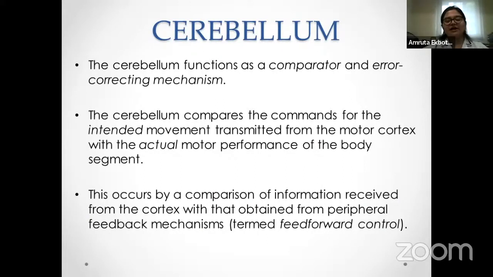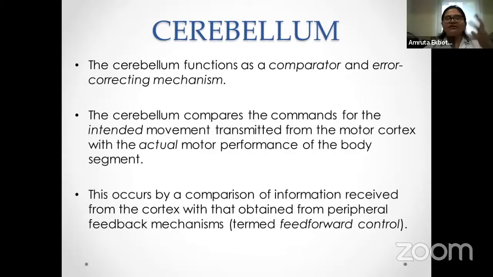The cerebellum functions as a comparator and an error correcting mechanism. As the name suggests, a comparator is wherein the new movements that were performed and the movements that were stored in the memory are going to get compared, right? And the cerebellum is going to address the errors in the new movement as compared to the movement that was performed before, and refine or retune the movement so that the movement is carried out in a smooth, accurate fashion. It also compares the commands for the intended movement transmitted from the motor cortex with the actual motor performance of the body segment.